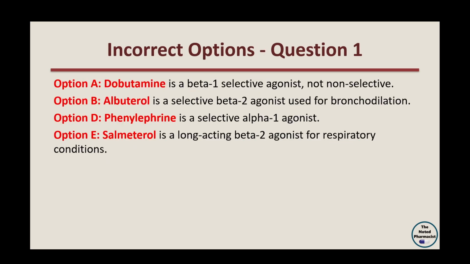Option A is incorrect because dobutamine is a beta-1 selective agonist and does not significantly activate beta-2 receptors. Option B is incorrect because albuterol is a selective beta-2 agonist, primarily used for bronchodilation in conditions like asthma. Option D is incorrect because phenylephrine is a selective alpha-1 agonist, which causes vasoconstriction but does not affect beta receptors. Option E is incorrect because salmeterol is a long-acting beta-2 agonist used for asthma and chronic obstructive pulmonary disease.